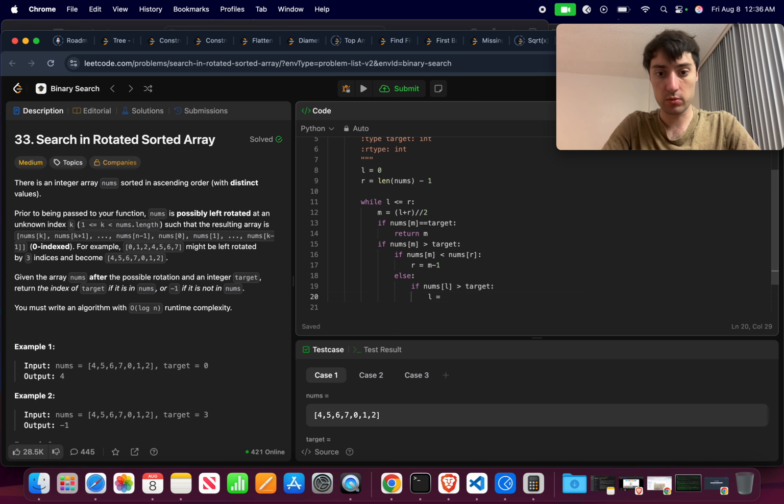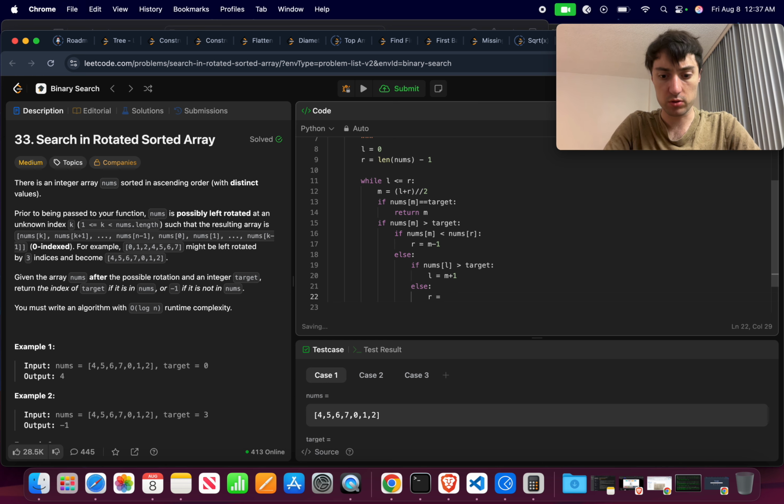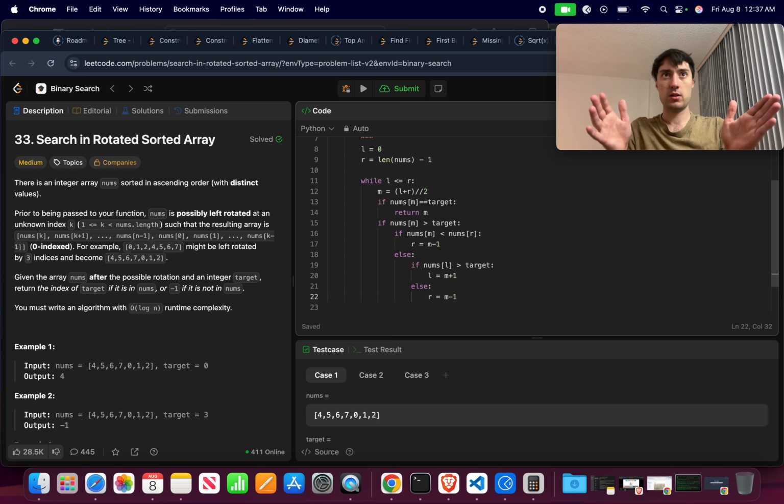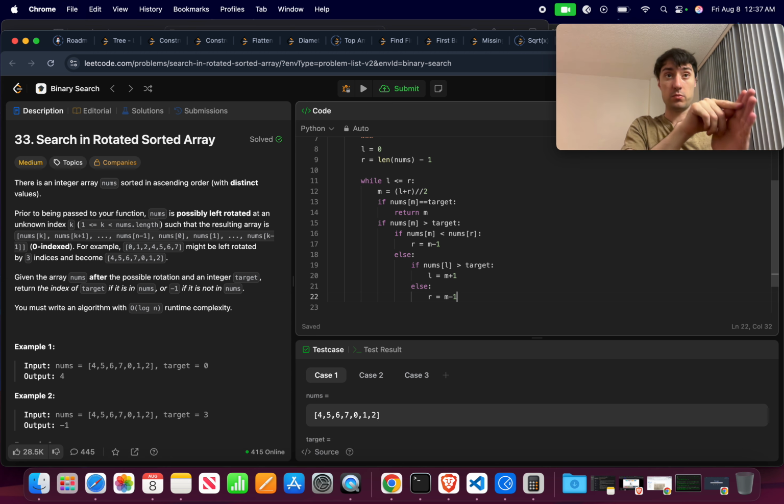So I need to change my left. Left is going to be equal to mid plus 1, else the other case, right is going to be equal to mid minus 1, and that's because this will be increasing the entire time because there's no pivot in this one. The pivot's in the other one. So my target is less, the ending is bigger.